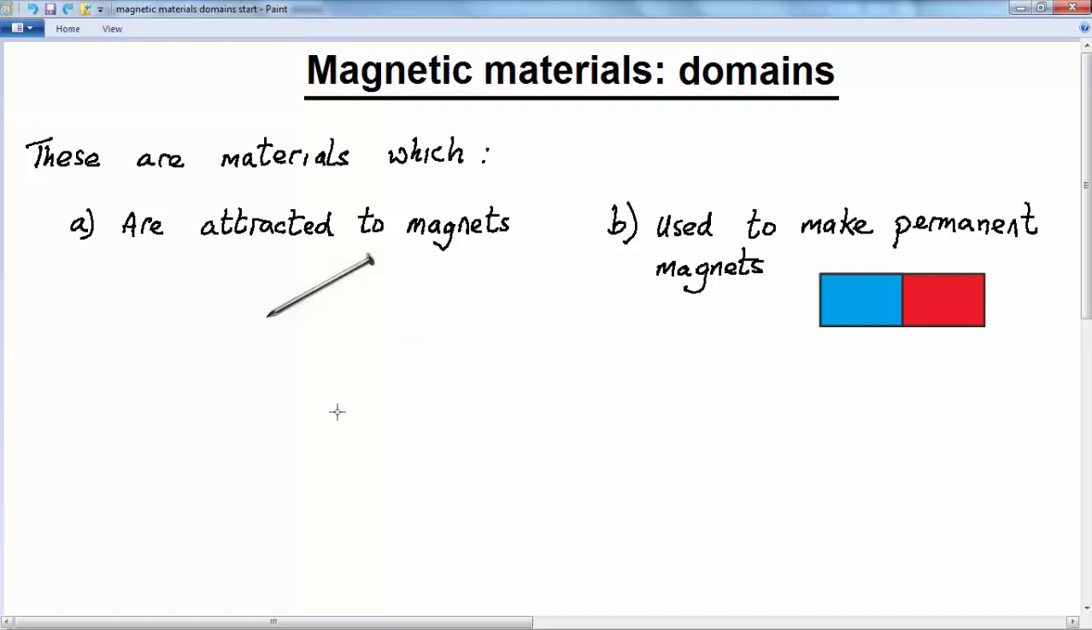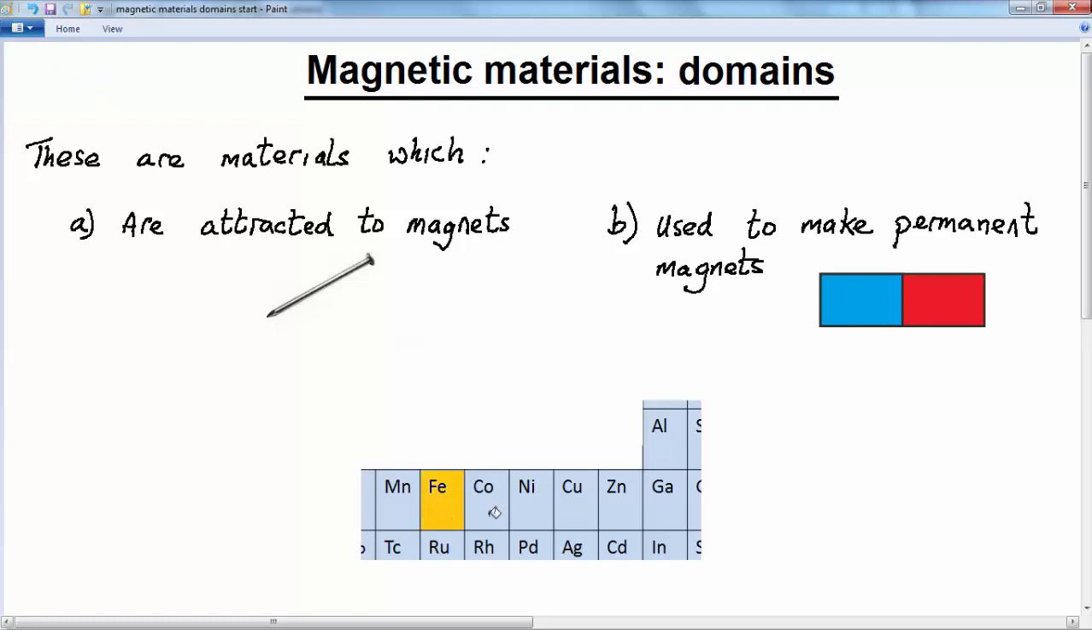Now, as far as you're concerned, doing GCSE physics, there are only 3 elements on the periodic table which are classed as magnetic materials, or which can be used to make permanent magnets. And these are iron, cobalt and nickel. And they're situated together on the periodic table, so let's just make a note of this. So we've got iron, which is the most common magnetic material. Then we've got cobalt, and then thirdly nickel.